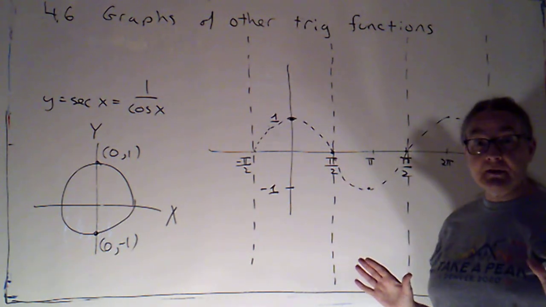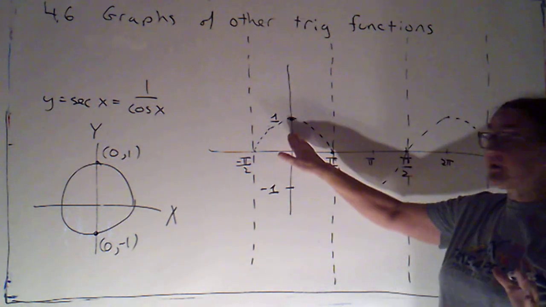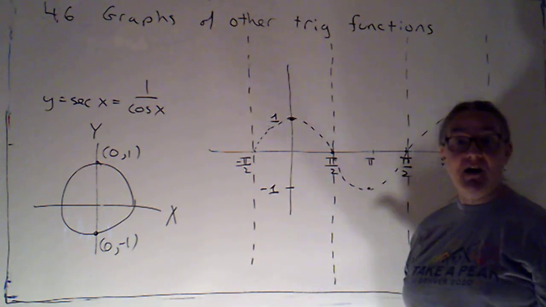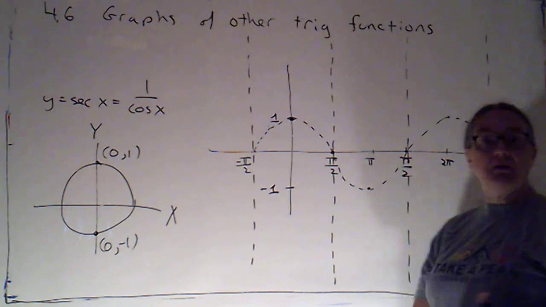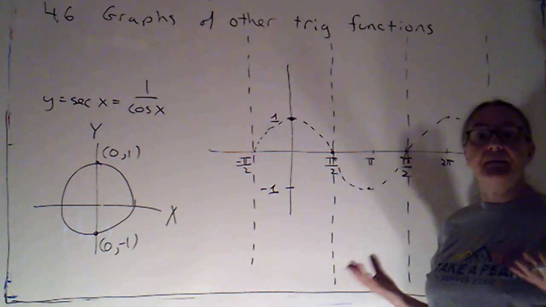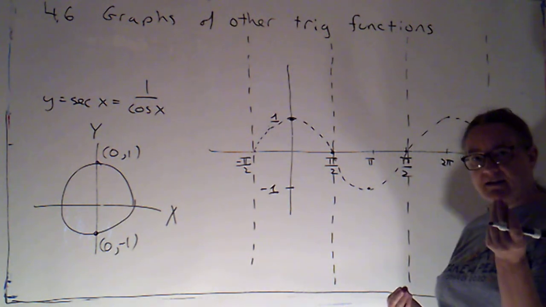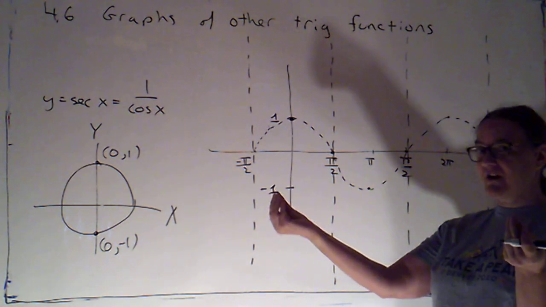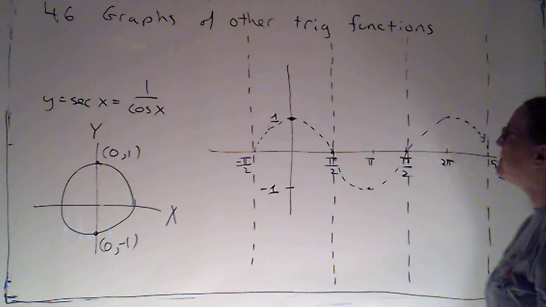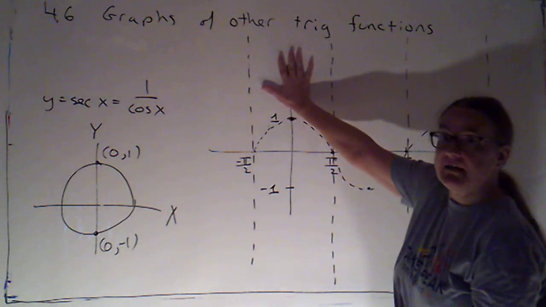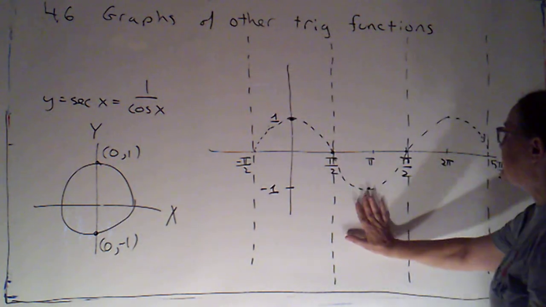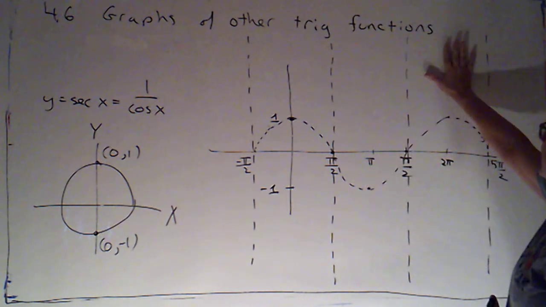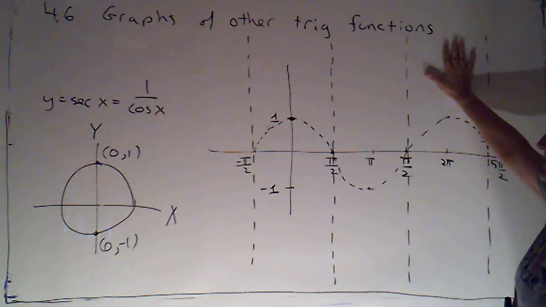That's super important, because when I take the reciprocal of something positive, I get something positive. And when I take the reciprocal of something negative, I get something negative. So the plus or minus sign of secant matches the plus or minus sign of cosine. Okay. So I know secant's going to be positive in between these asymptotes, negative in between these, positive in between these.